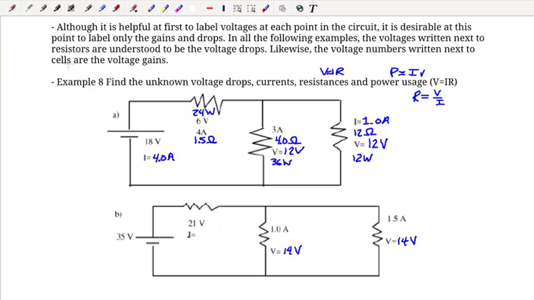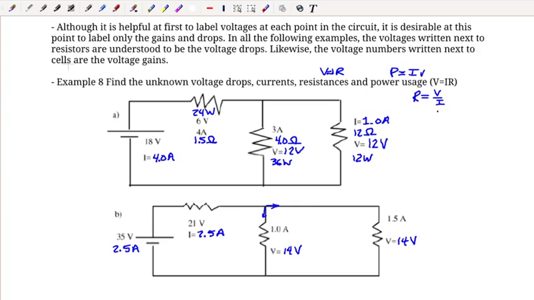To figure out the current here, I've got 1 amp and 1.5 amps leaving this junction. So that must mean a total of 2.5 amps went into that junction. So that 2.5 amps is also going to be the 2.5 amps that comes from the battery, either way, whether we're going in or out.